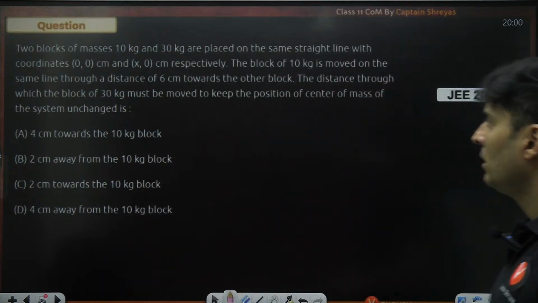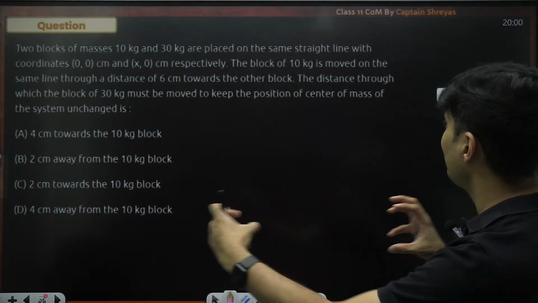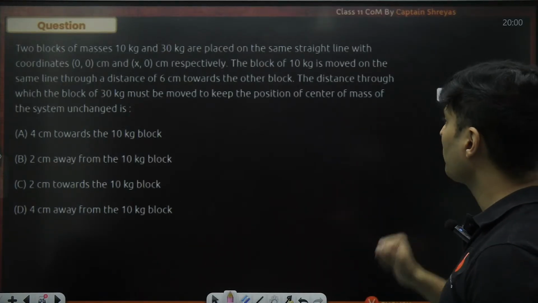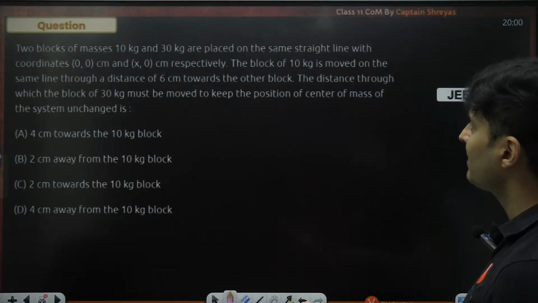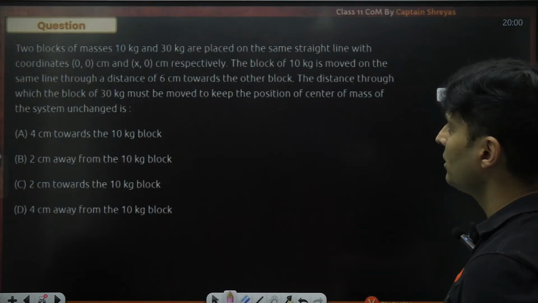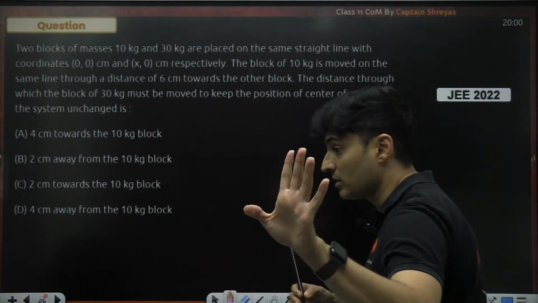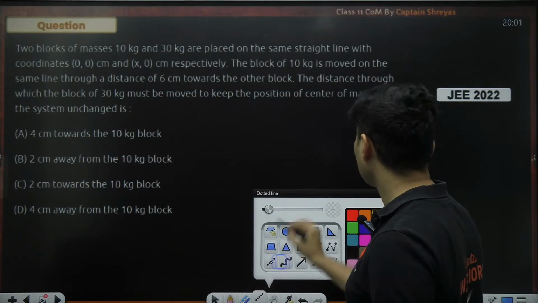Let's see. Two blocks of masses 10 kg and 30 kg are placed on the same straight line, at 0, 0 and x0 coordinates. The block of 10 is moved in the same line through a distance of 6 centimeters towards the other block. The distance through which the 30 should be moved to keep the center of mass at the same place. Interesting. Let's draw the coordinate axis first.